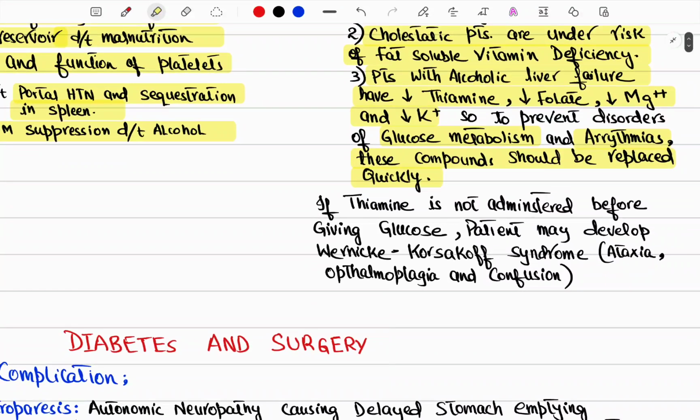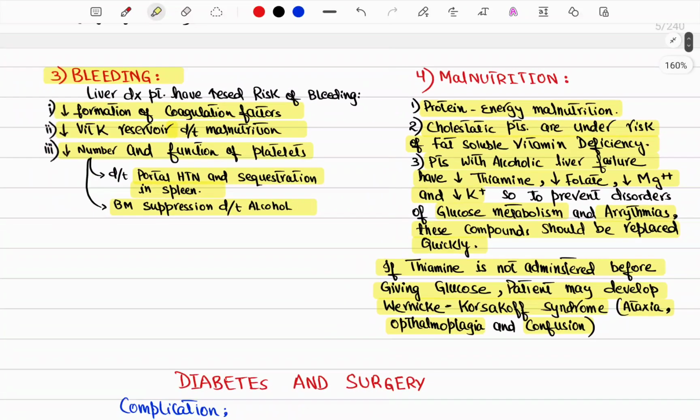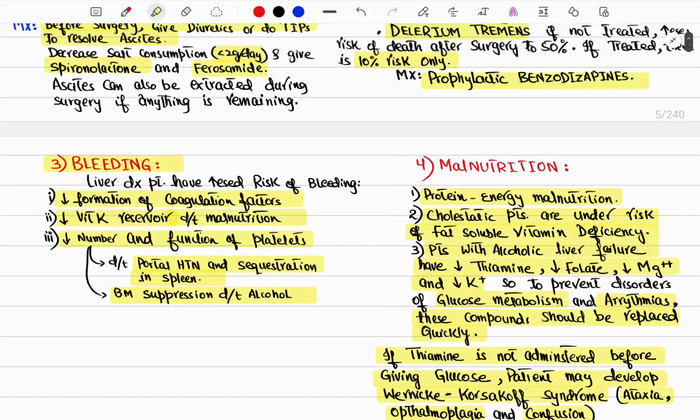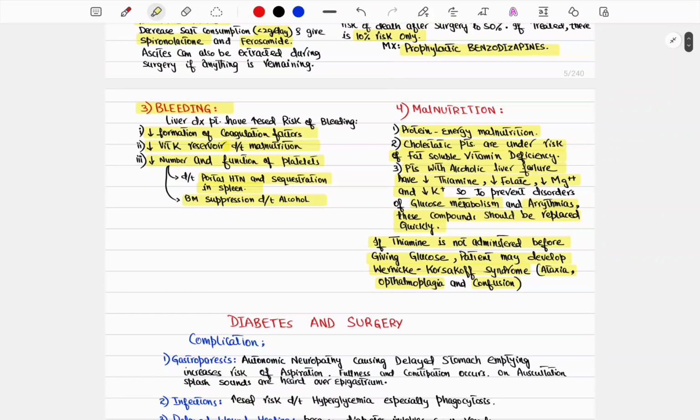And how should we replace this? First of all, if thiamine is not administered before giving glucose, the patient may develop Wernicke-Korsakoff syndrome, which is characterized by a triad of ataxia, ophthalmoplegia, and confusion. That is, we should give the patients thiamine first and then glucose. So these are the problems which liver disease patients undergo during surgery.